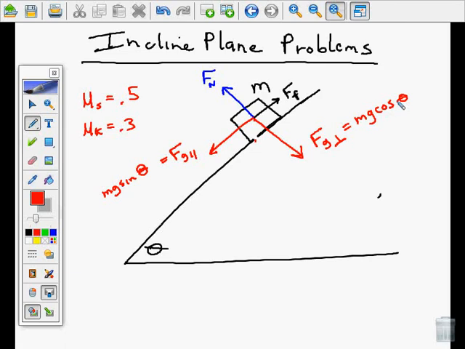To memorize which one is which, just recall the old expression: sine makes it slide, because Fg parallel pulls it down the ramp. Cosine keeps it close, because it pulls the object in close.